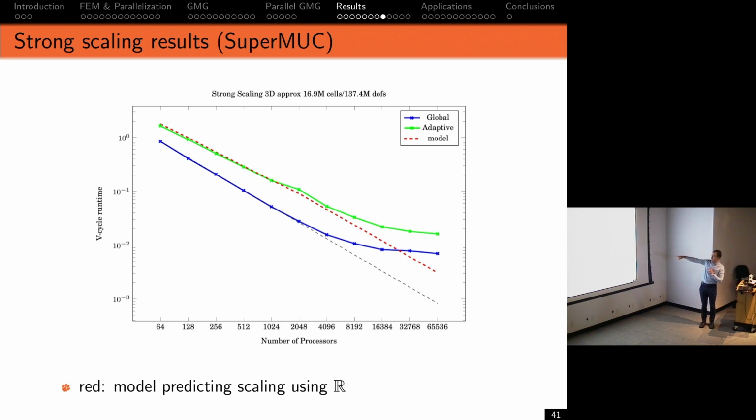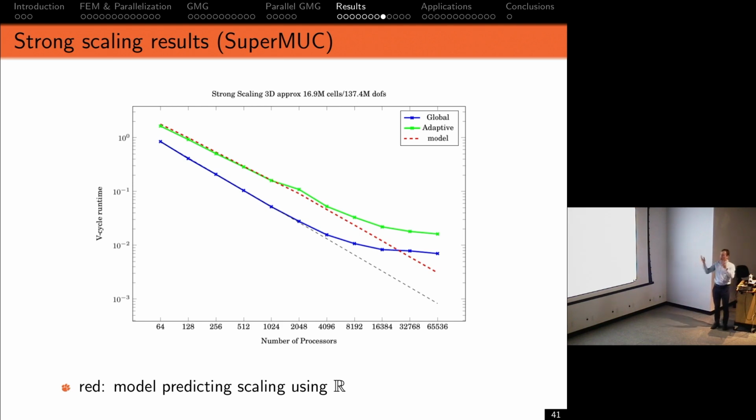You'll probably see that the red line is not quite straight because the work ratio changes and gets worse the more processors I have because the problem size is fixed. But this gives us a surprisingly good model for the green line, right? So the red line doesn't know anything about the green adaptive computation. And I was quite happy when I saw that we actually track this data very well.